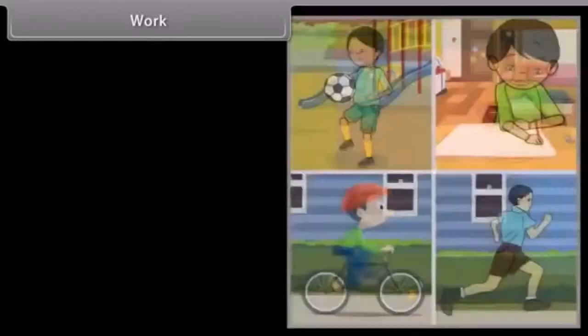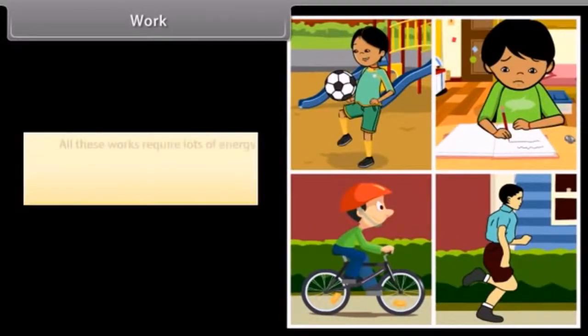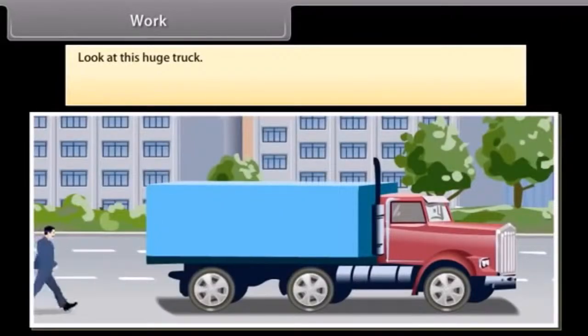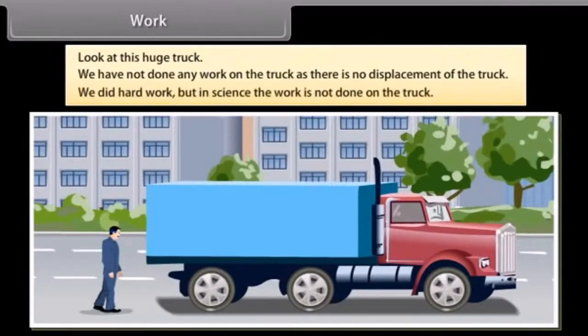Work. Friends, we do lots of work like playing, studying, cycling, running, etc. All these works require a lot of energy. But the scientific definition of hard work may involve very little work. Let's see how. Look at this huge truck. We work hard to push it, but the truck does not move despite all the effort. We get tired. However, we have not done any work on the truck as there is no displacement of the truck. We can say that we did hard work, but in science the work is not done on the truck.